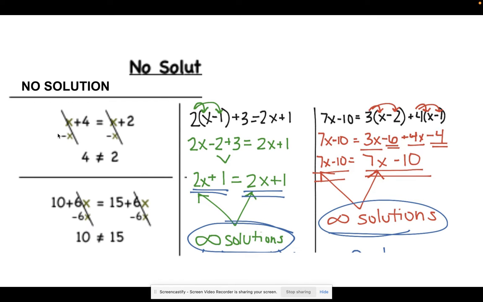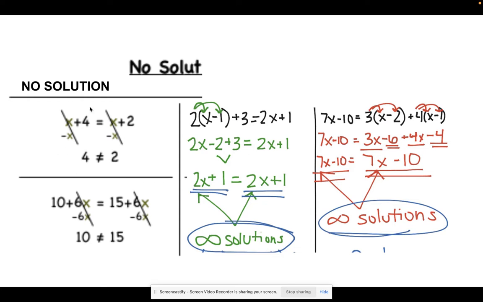One thing they all have in common is that the letter terms, the variable terms, are the same on both sides. You have an x and an x. You have a 6x and a 6x. You have over here 2x and 2x, 7x and 7x. So no matter what, if it's no solution or infinite solution, you'll have matching letter terms.